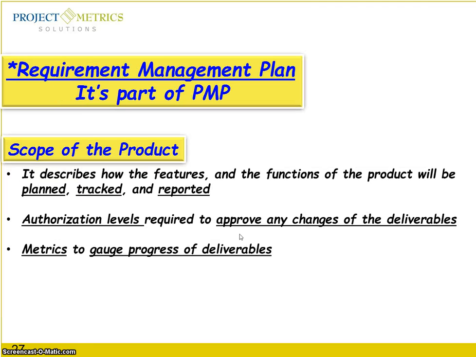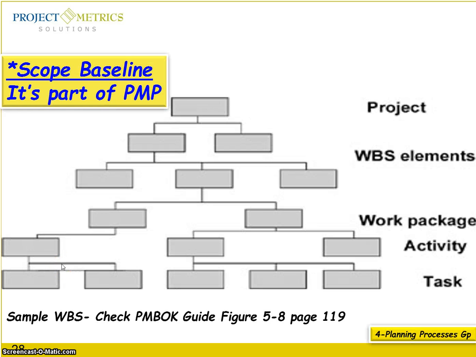So we are going to talk also about the requirement management plan, which is part of the PMP, about how to describe the features and the functionality of your product, the authorization level of your sponsor or you to approve any changes of the deliverable, and to put key performance indicators or metrics to gauge progress of your deliverable. Finally, you're going to find here the scope baseline, which is part also of the PMP. Its elements make it easy for your project to be managed.